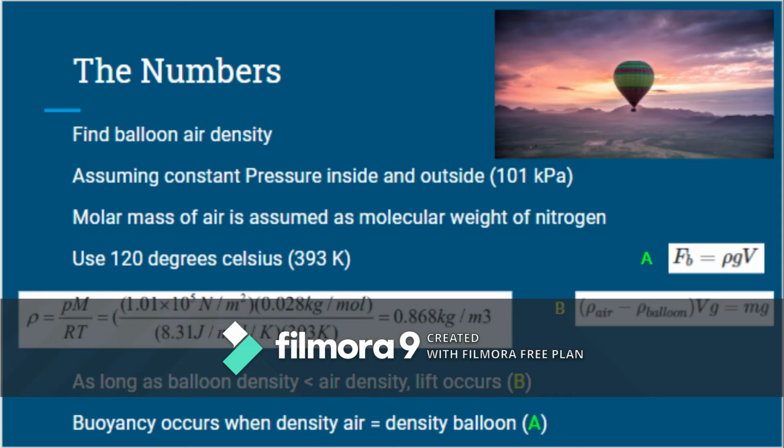Most hot air balloons achieve a temperature of about 120 degrees Celsius or 393 Kelvin. If we plug all these numbers into the ideal gas equation, but solve for density, we get that the density of the air inside the balloon is 0.868 kilograms per meter cubed. As long as the balloon density is less than the air density, lift force occurs and the balloon will rise. Buoyancy happens when the air density is equal to the density of the balloon.